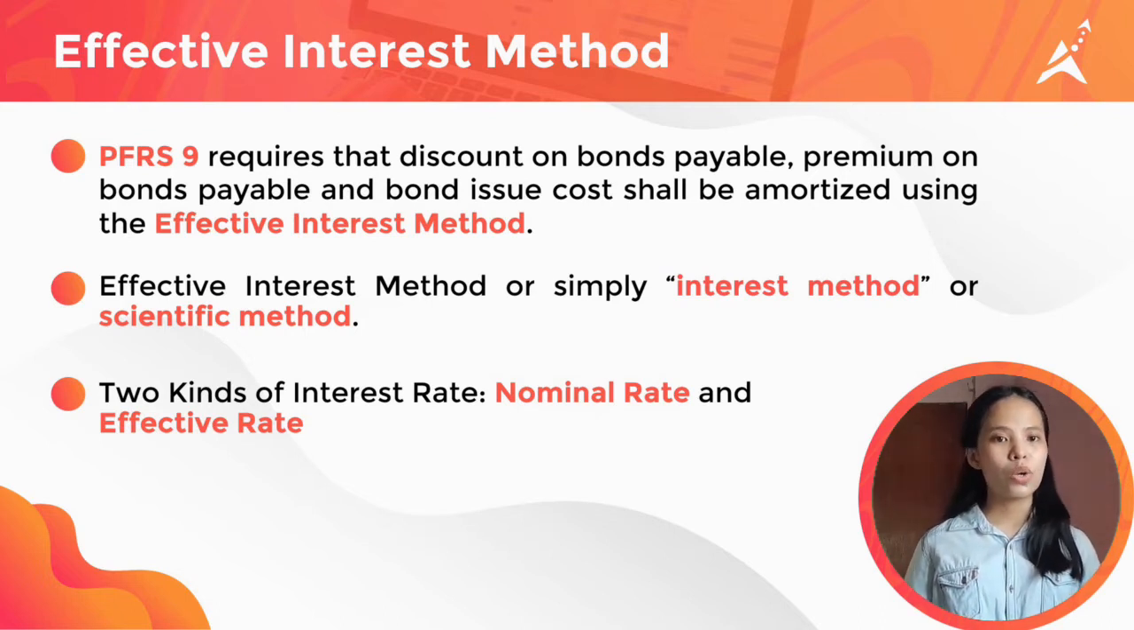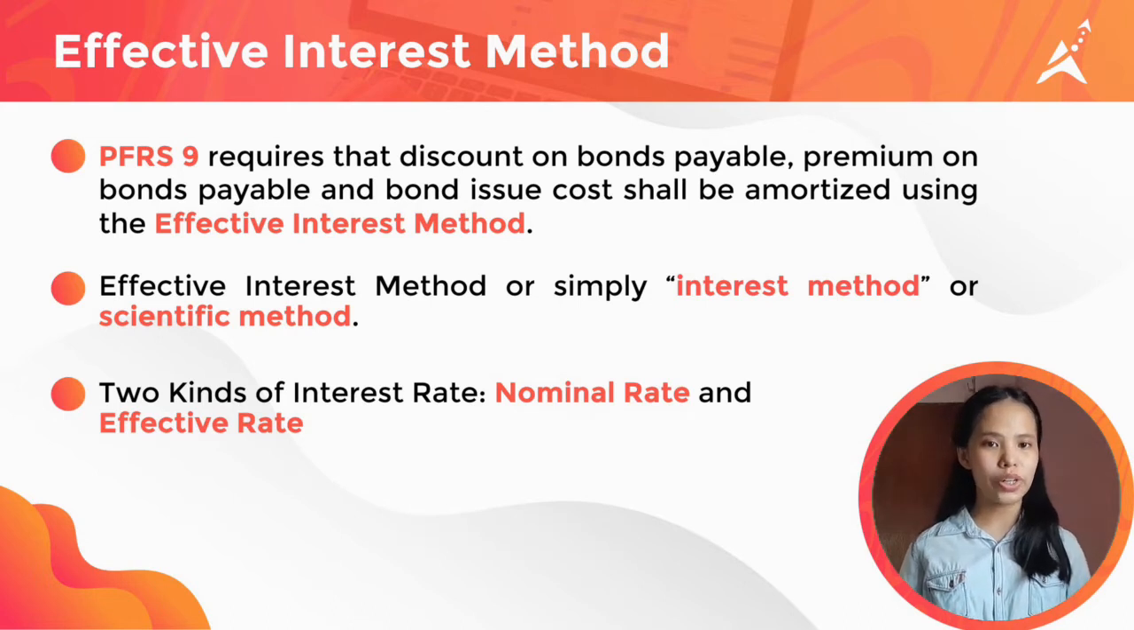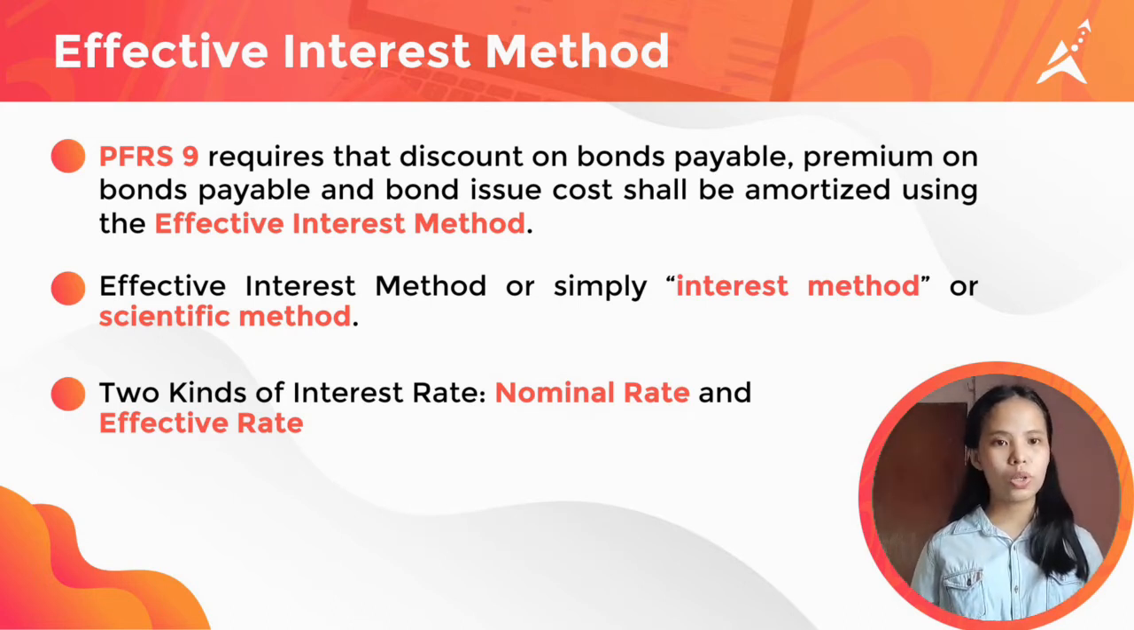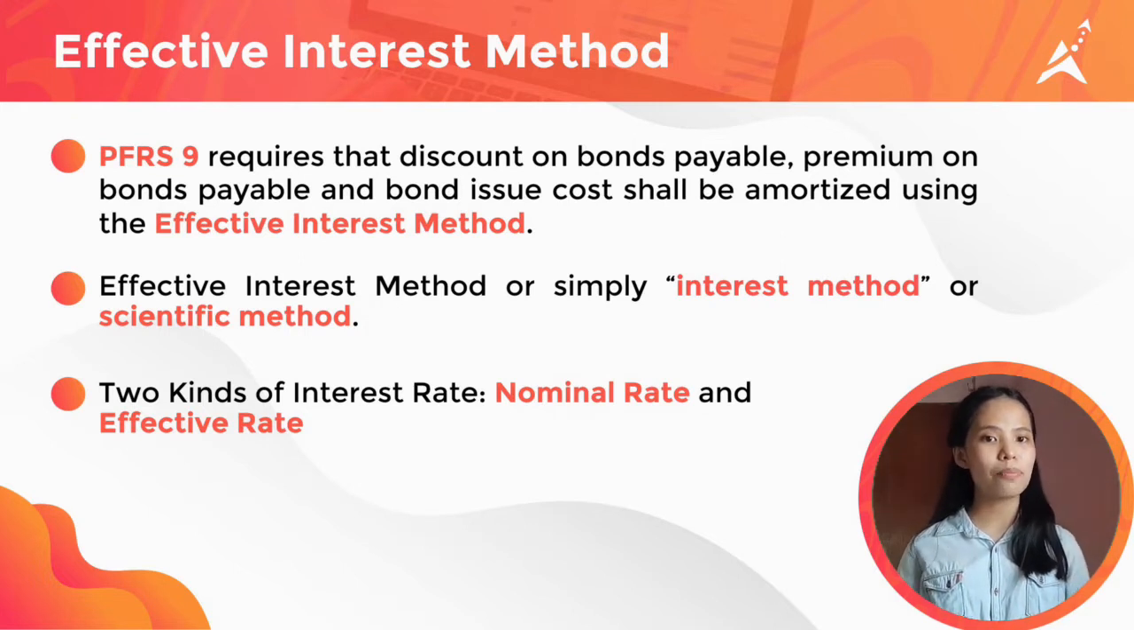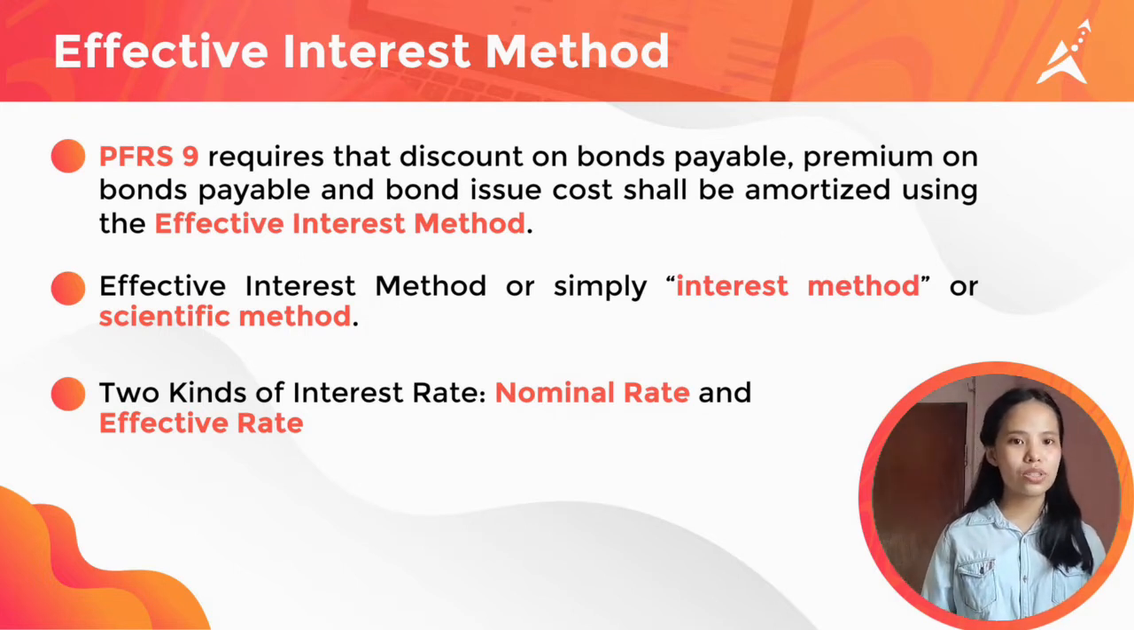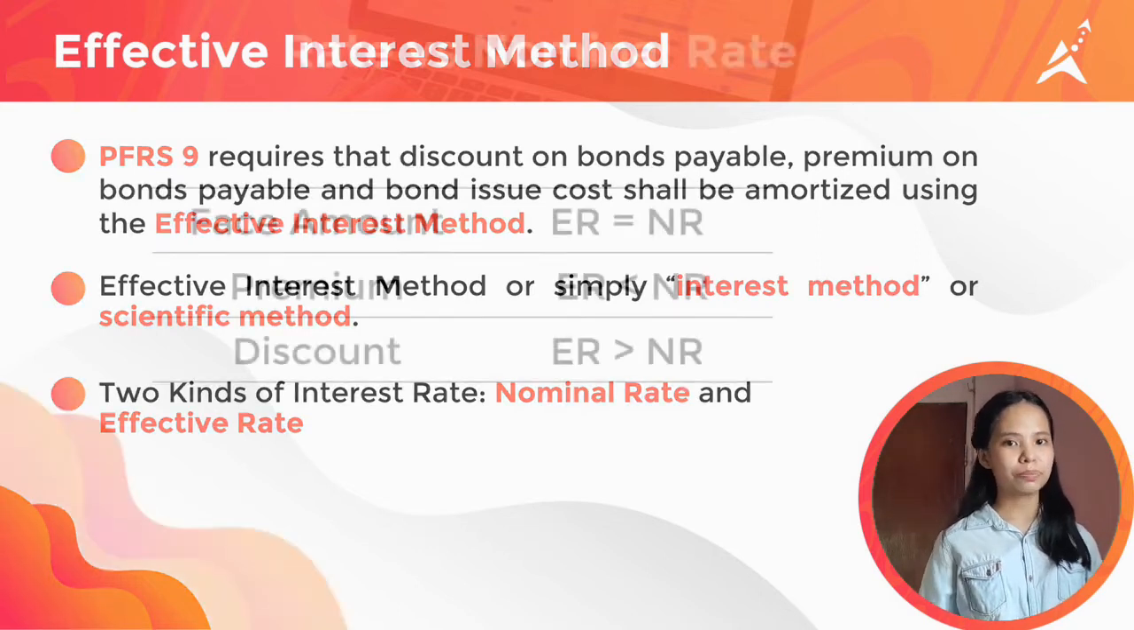In this method, we are using two interest rates which are nominal and effective rate. When we say nominal rate, it is the stated rate while the effective rate is the market rate. Effective rate is also the rate that discounts estimated cash future payments through the expected life of the bonds payable to the net carrying amount of the bonds payable.